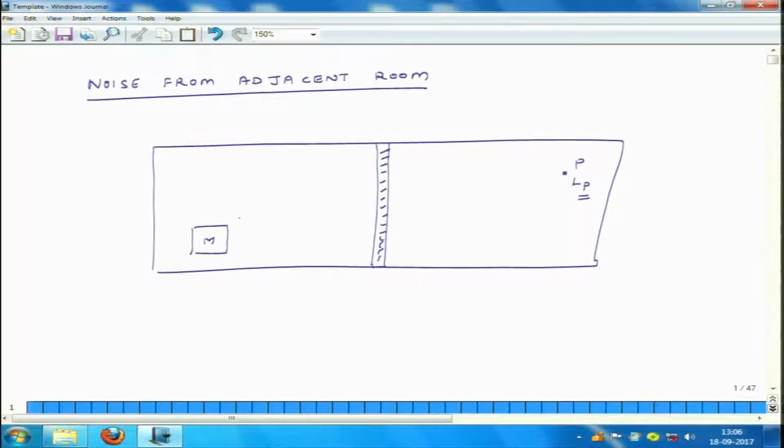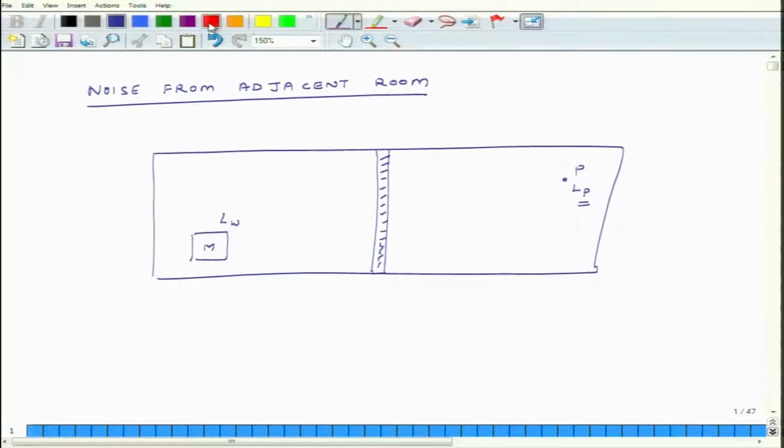So, let us say this machine produces some watts of sound power, and associated with that power the sound power level is LW. Now, these are two rooms. This is room number 1, this is room number 2, and each of these rooms has a room constant. So, this is room constant 1 and room constant 2.